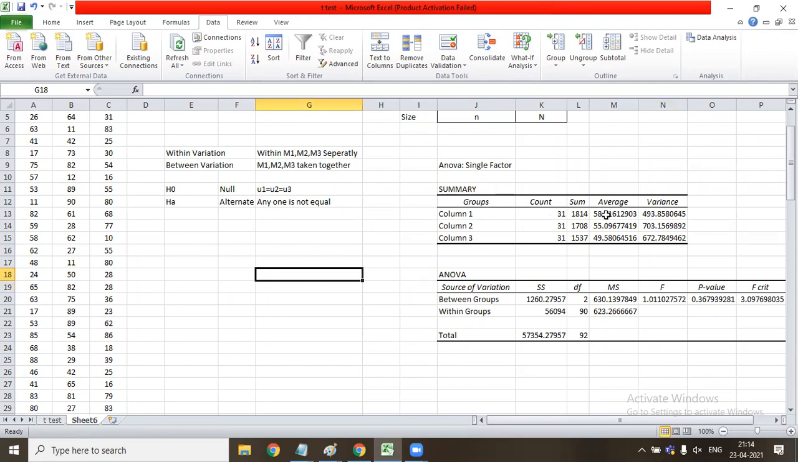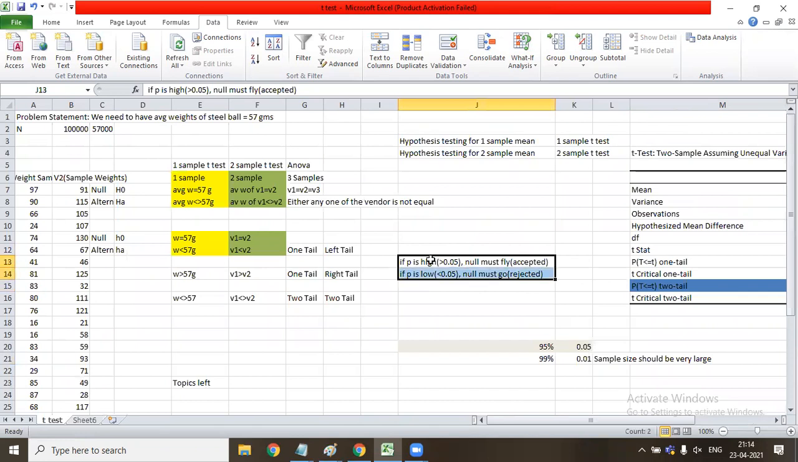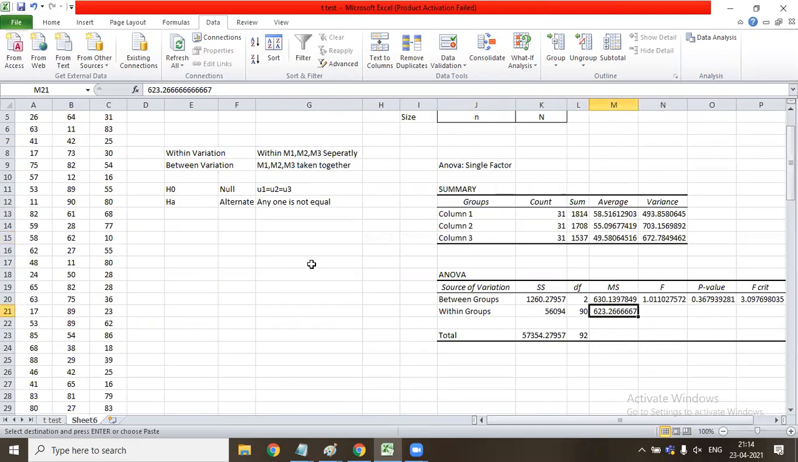So it has calculated every sample: sample 1 has a mean of 58, sample 2 has a mean of 55, sample 3 has a mean of 49. Sample 1 has a variance of 493, sample 2 has 703, sample 3 has 672. It has calculated the sum of squares between groups, the sum of squares within groups, and the mean squares. All these things it has calculated on its own. You just need to copy and paste this slogan. The slogan will always be the same.